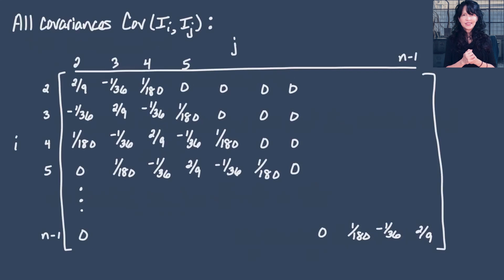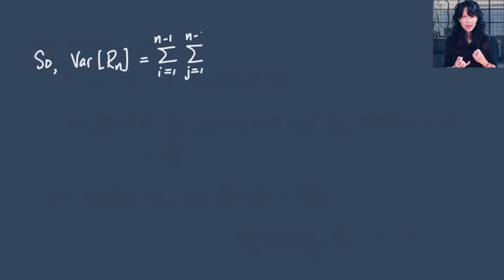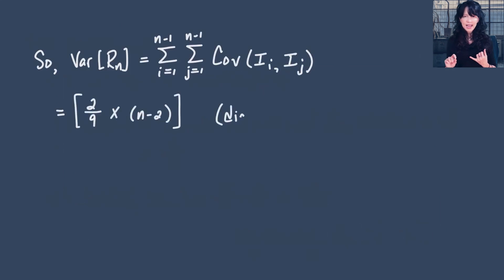I have one more slide for you. We're almost done. The variance of the number of runs to be expected in a sample of size n when simulating IID things is the sum as i goes from 1 to n minus 1, the sum as j goes from 1 to n minus 1, of the covariance between I sub i and I sub j. I organize these all into a matrix. There's a lot of repeated values. What we had was 2/9 appearing all the way down the diagonal.